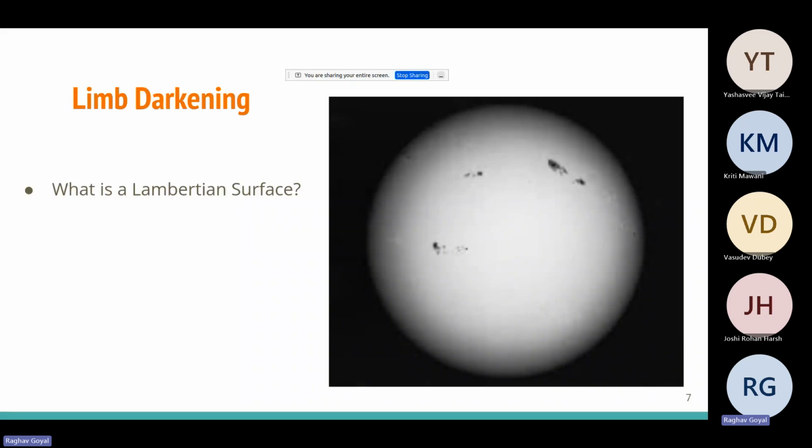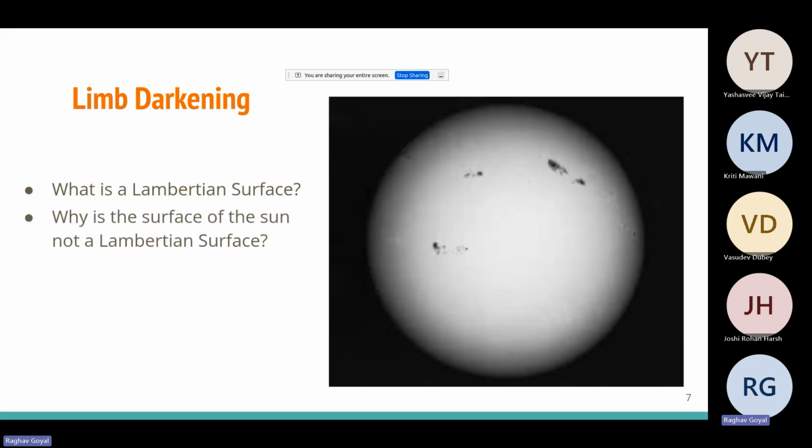Point is that if the surface of the sun was to be a Lambertian surface, the entirety of the sun would look equally bright even when viewed at an angle, and the brightness per area should not have changed.